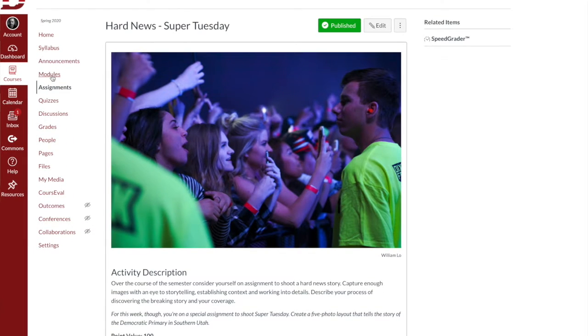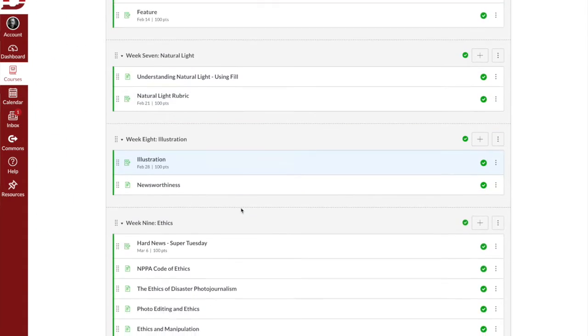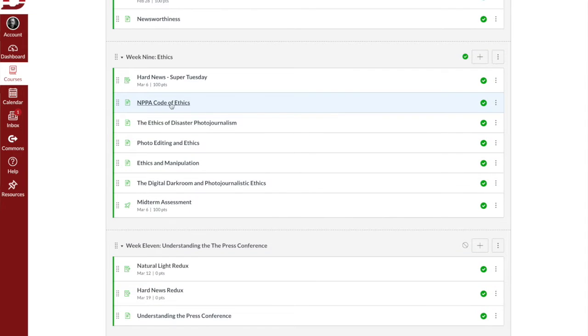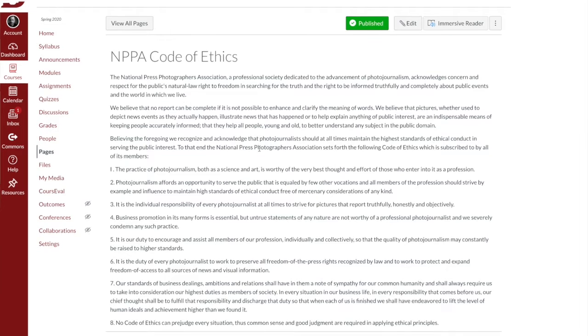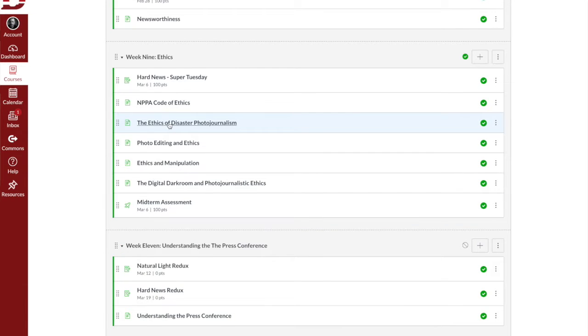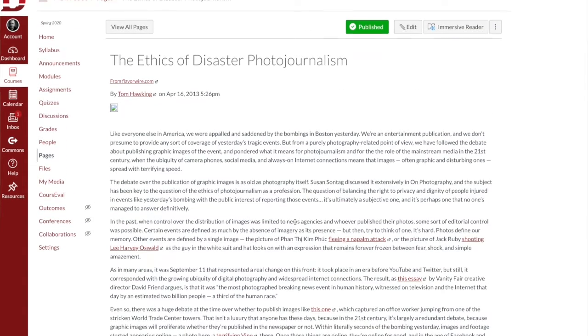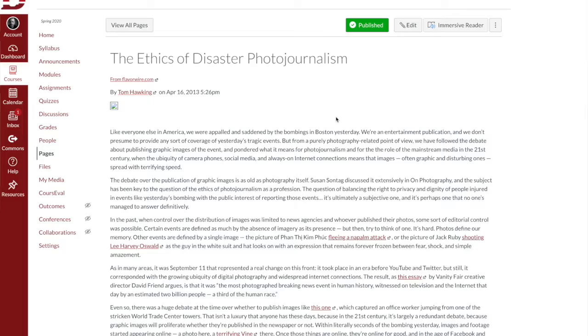And then I'm having you get into some reading and watching here as we get into this idea of ethics. The NPPA Code of Ethics is here. You need to go through and read that and understand what's going on with that, what that means. There's a good article here, The Ethics of Disaster Photojournalism, that gets into the ethics of the Boston Marathon bombing. And they talk about a specific image in this. You can click on the links. I'm sure most of them are still active, so you have an idea of what it is they're talking about. Be careful, though, because they will burn indelible images into your brain, okay?